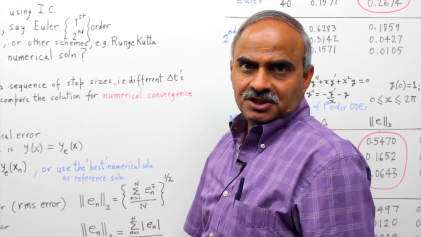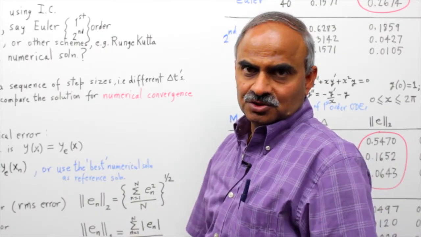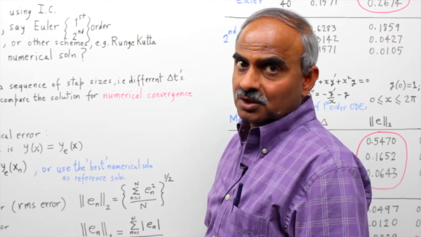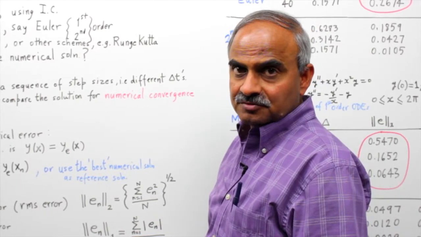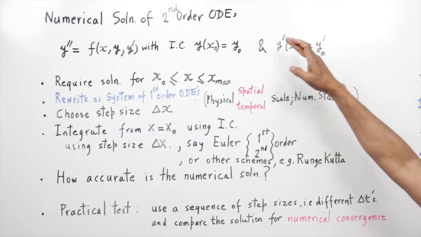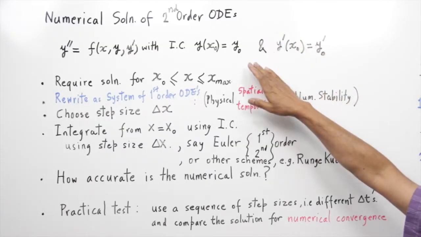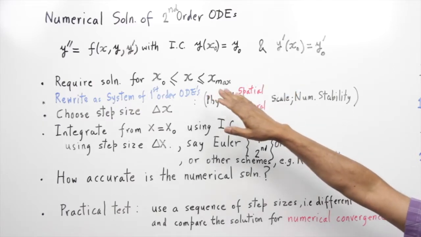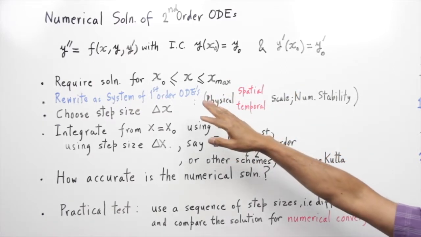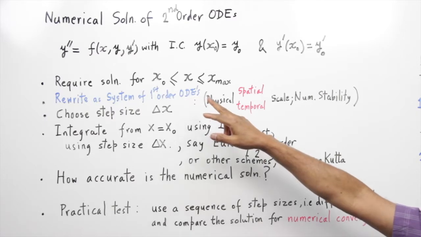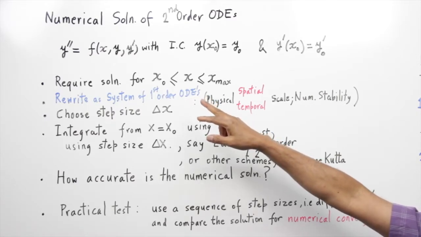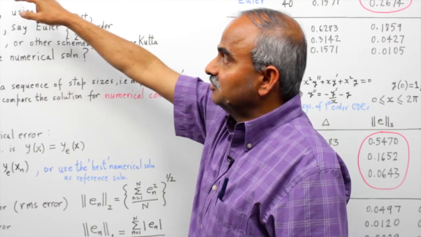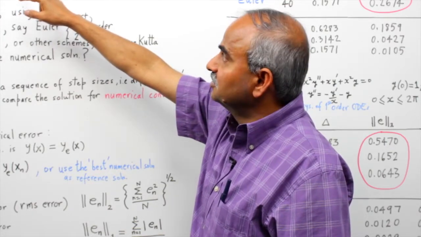So let's illustrate the numerical solution of second order ODEs by some examples. And so we want to recall the method first. We are given the second order differential equation, y double prime equals some function f on the right hand side, which depends on the independent variable we are now labeling as x, and y prime. Y prime is the derivative of y with respect to x, and y double prime is the second derivative.